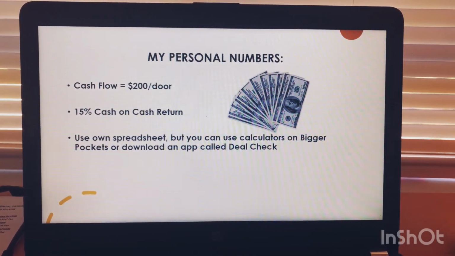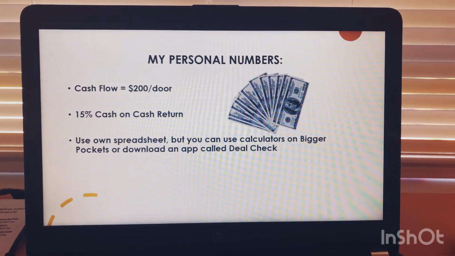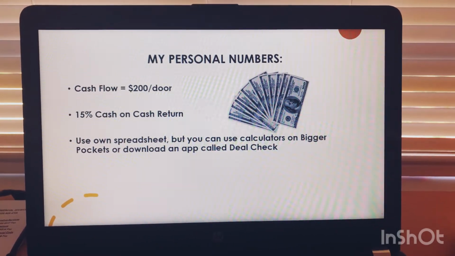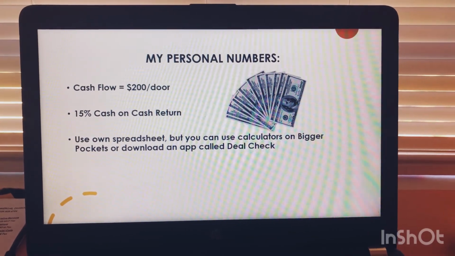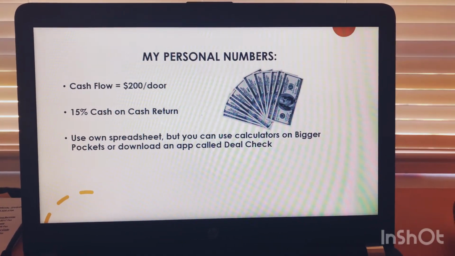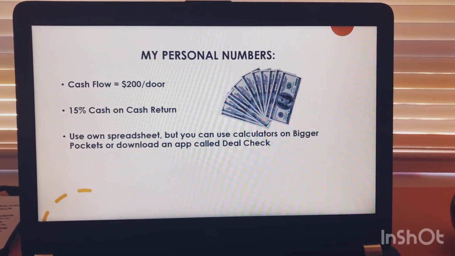I just use a spreadsheet. I created my own spreadsheet. I put everything in there. I kind of tweaked it as I've used it more. And so now I can just punch numbers into a spreadsheet that I've created and it'll show me my cash flow. It'll show me my cash on cash return, all of those things.